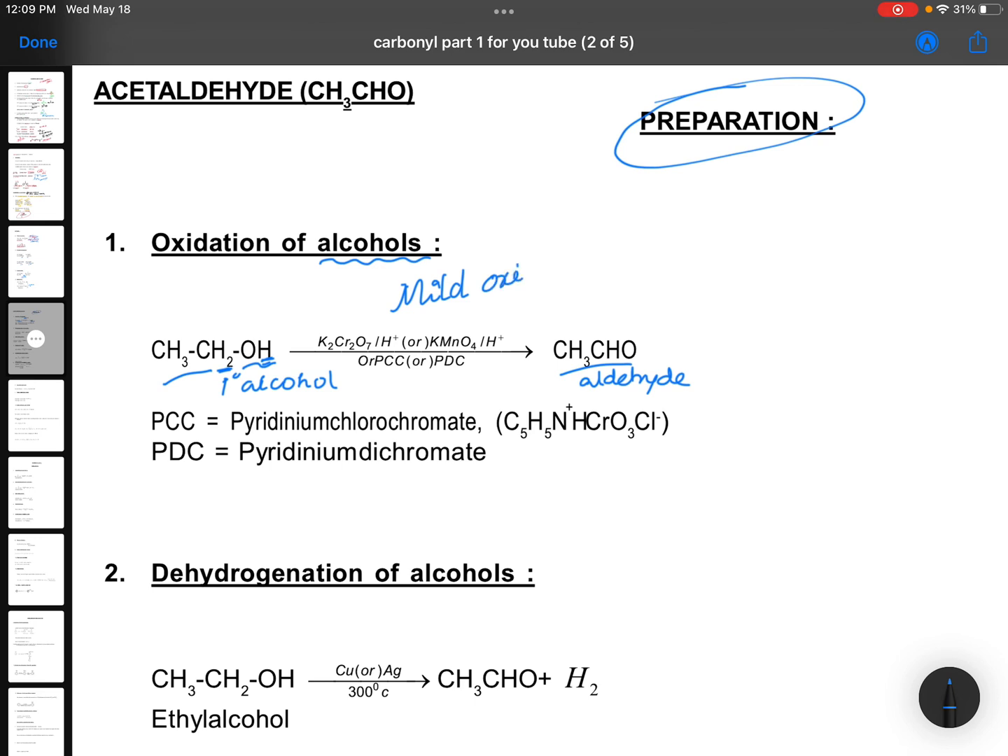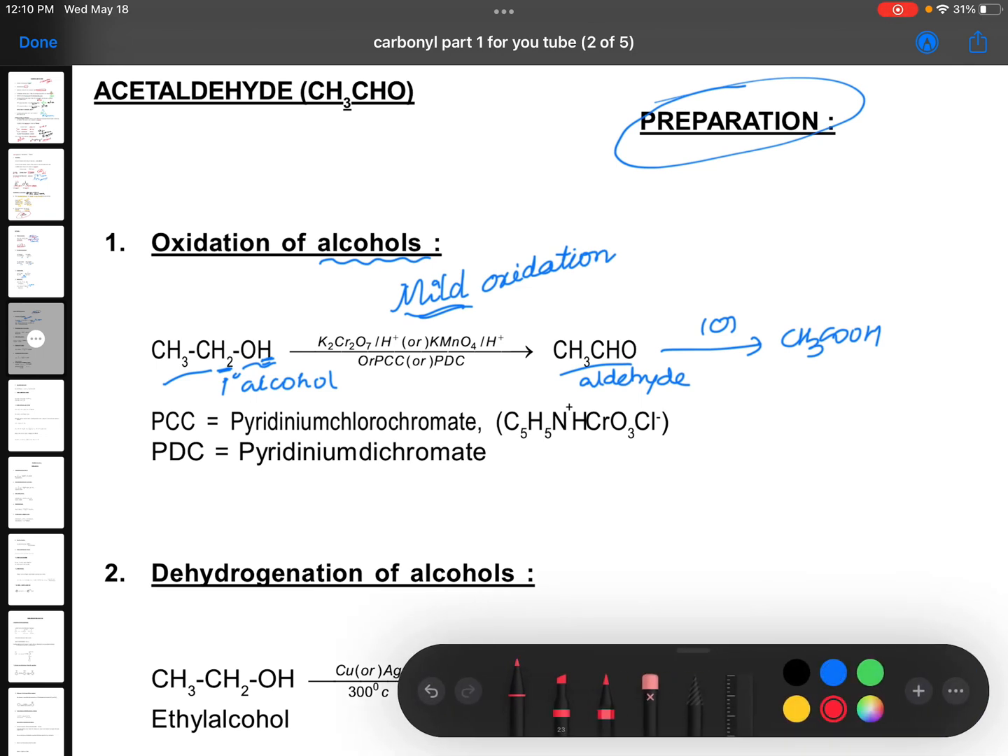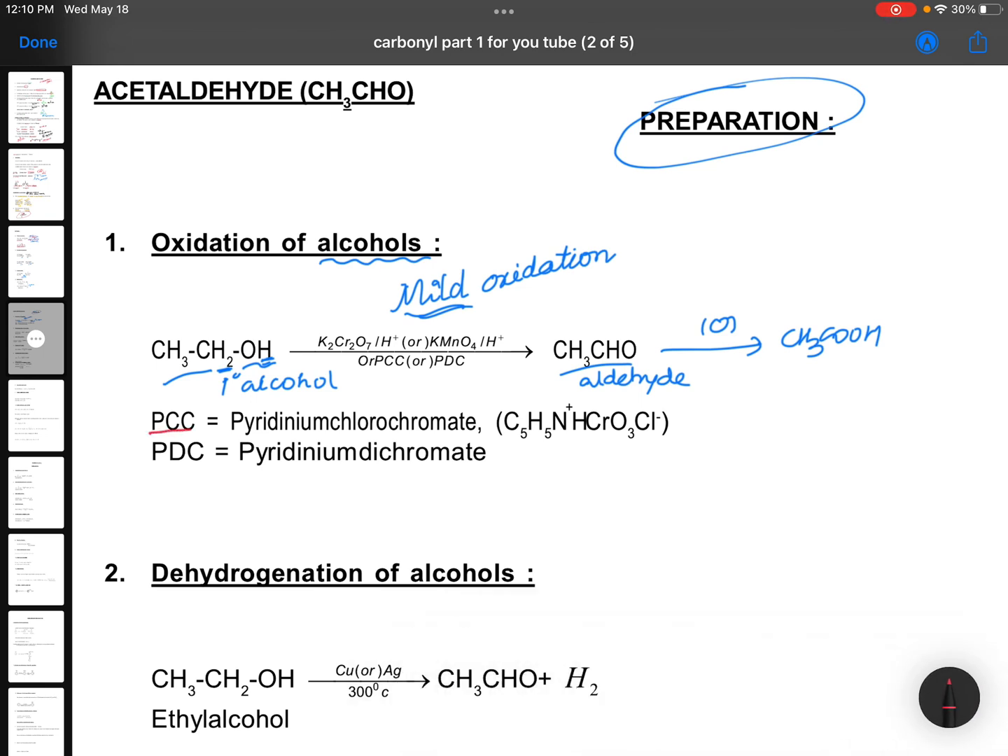We have to go with mild oxidation only. If you are going for strong oxidation, then that will go for acids. If you are going more oxidation, this leads to acids. So mandatory condition, mild oxidation. For mild oxidation purpose, what reagents can we use? PCC is pyridinium chlorochromate, and PDC is pyridinium dichromate.